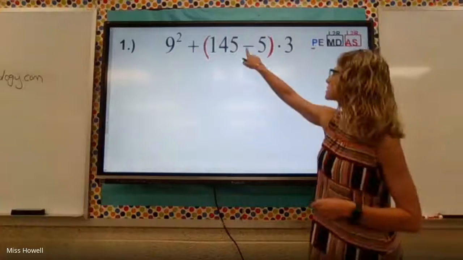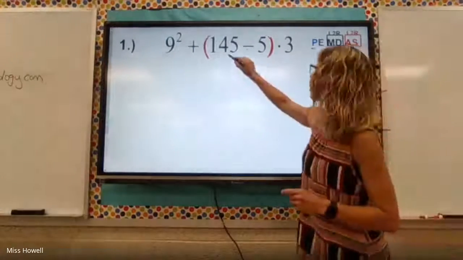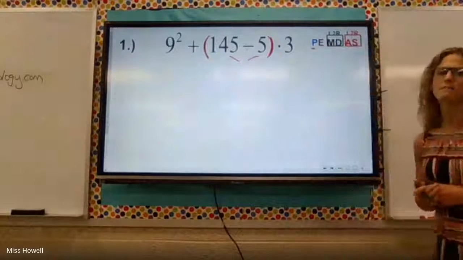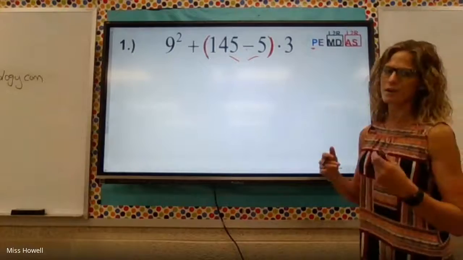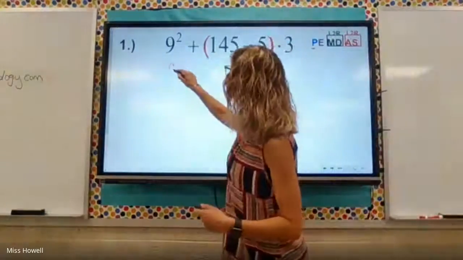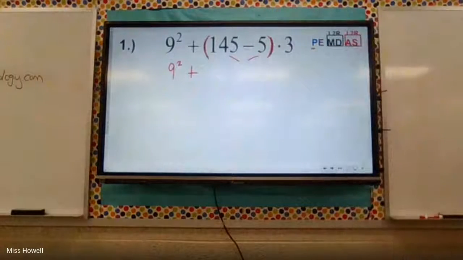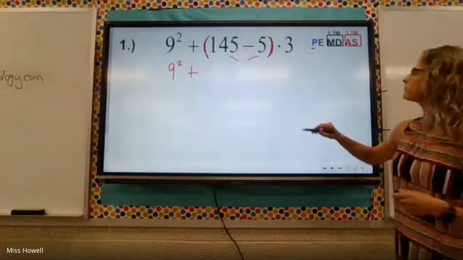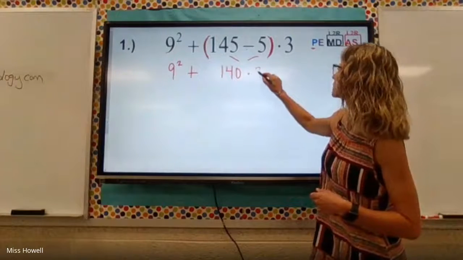So in this case, there is an operation inside, or some math to do. So we start there first. All we're going to do is this 145 minus 5 on our first step. One change per new line on our piece of paper. So we're going to bring everything else down completely unchanged. 9 squared is coming down, plus is coming down. We're going to do the 145 minus 5 part. We'll get 140. And we're going to bring down the times and the 3 portion.